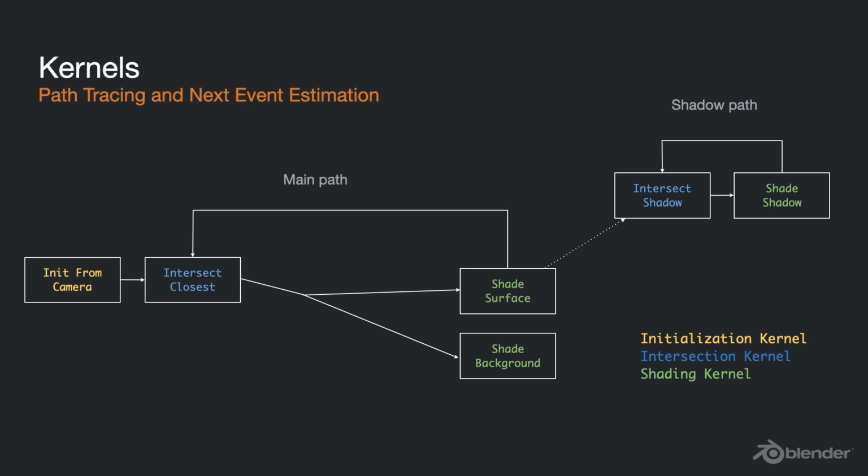For direct lighting, a shadow path might be generated. I'll go into more detail about that later. For indirect lighting, we trace another ray and we loop back to the intersect closest kernel. And so we keep following this graph until the path terminates. As you can see, there's different types of kernels. There's an initialization kernel, an intersection kernel, and a shading kernel type.